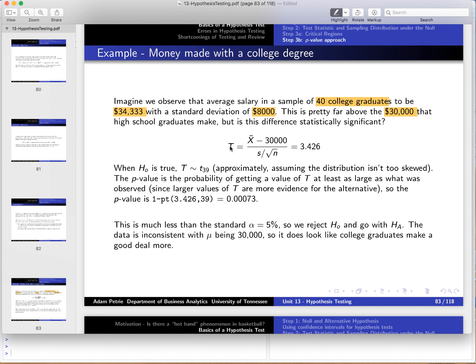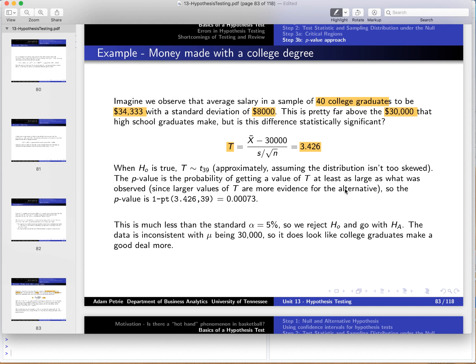Well, our test statistic we've been taking as the number of standard errors that the college average was away from the high school average. Converting this into the number of standard errors, taking the difference in averages and dividing it by our formula for the standard error, we find that the average college salary is right at about 3.4 standard errors above the high school average.